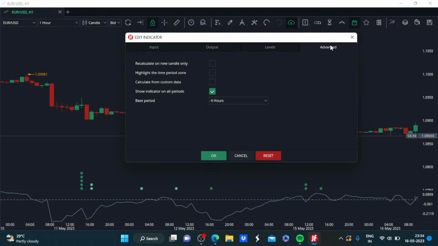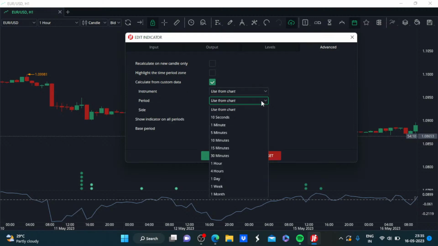Recalculate on new candle only: whatever your output value is at the start of the new candle, it will remain fixed throughout the current candle period. Highlight the time period zone: your calculation period will be highlighted. Calculate from custom data: the customization can be done in terms of instrument, candle period, and spread side. So you get to choose what kind of candle period you want to define while calculating these indicators. You can use it from the chart or independently as well. Same thing applies for instrument and spread side.